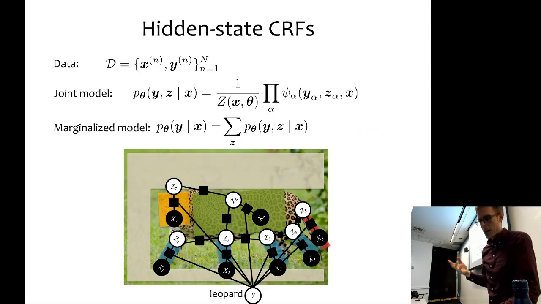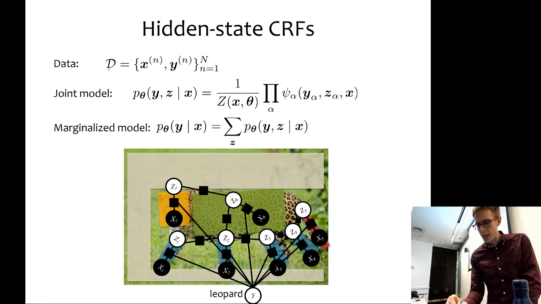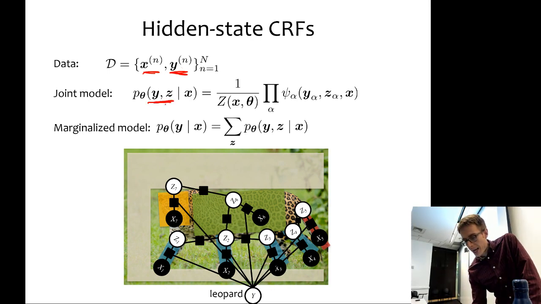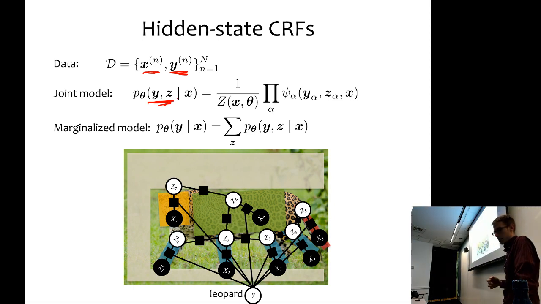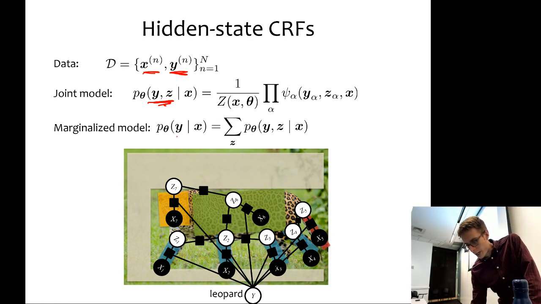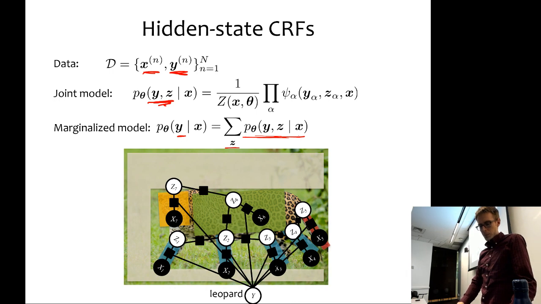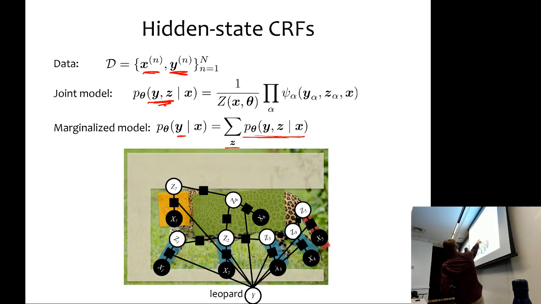Okay, so now think about how you could actually train a model like this. You could say, my data is just the X's and the Y's, and I have n examples of those. But I'm going to define a joint model over both Y and Z conditioned on X. So this is a CRF. But we can marginalize out the Z's if we want to, right? We could say, well, there's a marginalized model, which is just the probability of Y given X, which is the joint model summed over all possible values for Z.